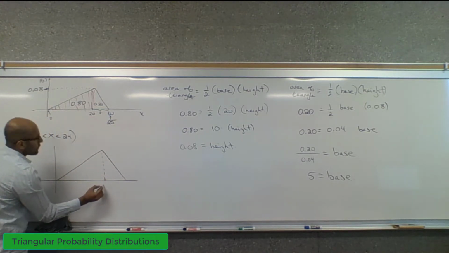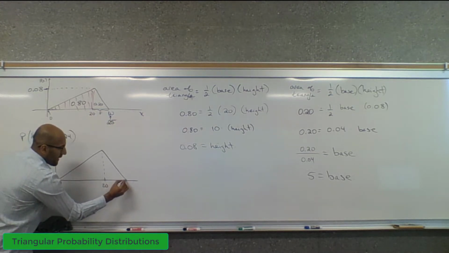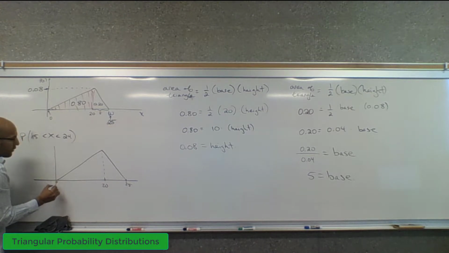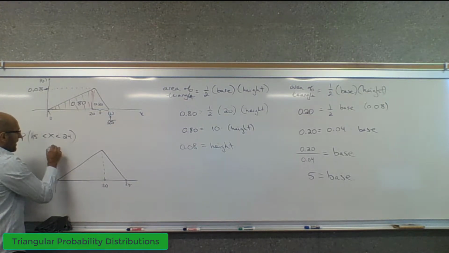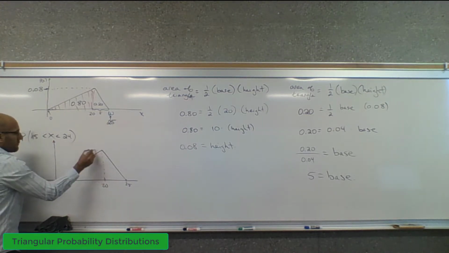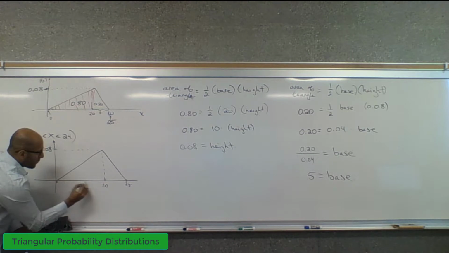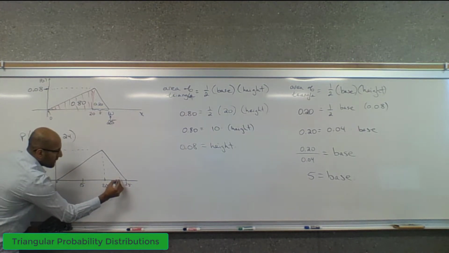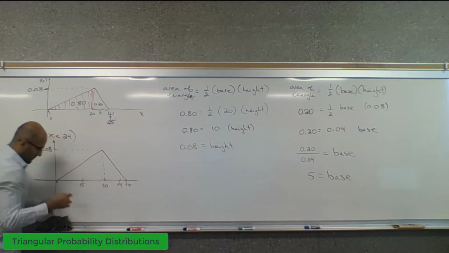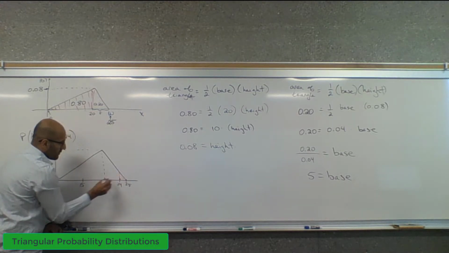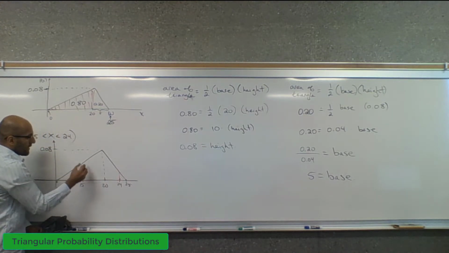Here is 20. We just found out that this is 25. This is 0 over there. And we know this height over here is 0.08. Now what we want to know is the probability that this buzzer will go off between minute 15 and minute 24. So I am after this shape right here.